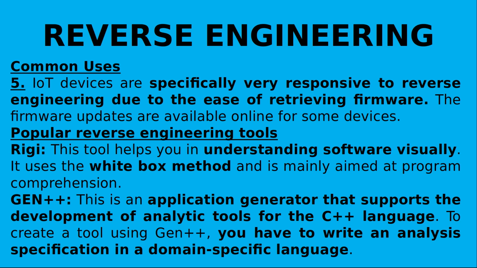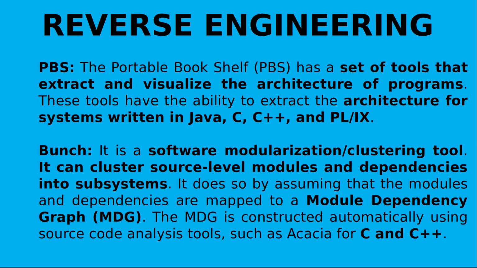So what are the tools used for reverse engineering? Rigi is a kind of tool. These tools help in understanding the software visually, so that's why we use Rigi. This tool works on the concept of white box testing. Gen++ is another kind of tool which supports the development of analytical tools for the C++ language. Then PBS, portable bookshelf, is a set of tools that extract and visualize the architecture of the program.